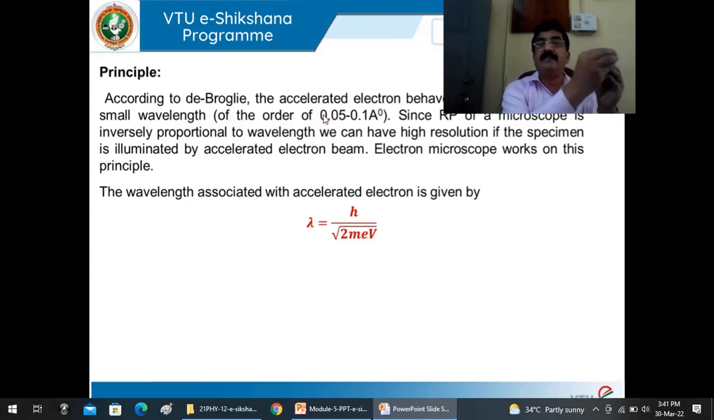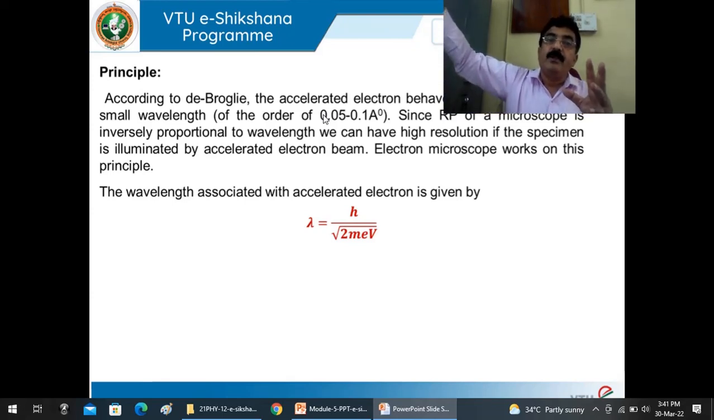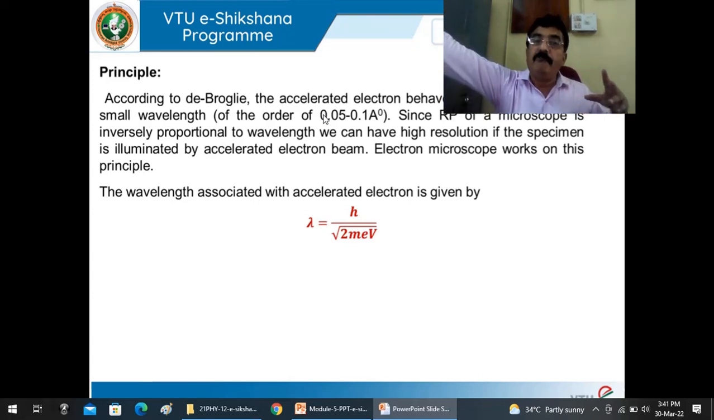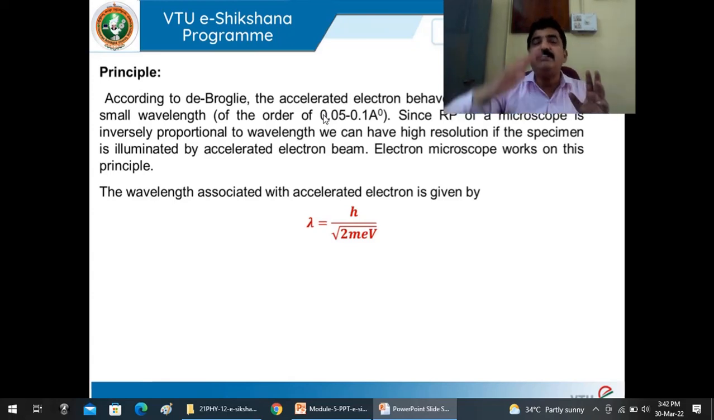So when an electron is accelerated, they travel in the form of waves. So the waves are called matter waves. You have already studied this in PUC, also in engineering physics module 2. That wavelength is given by lambda is equal to h by mv, or h by p, also given by h by root of 2meV, where V is the accelerating voltage. So when you accelerate the electron, they travel with certain waves, and the wavelength is very small, about 0.1 angstrom.